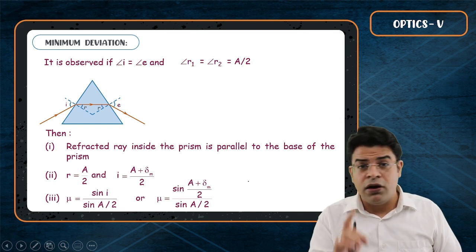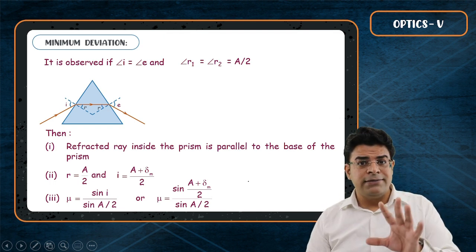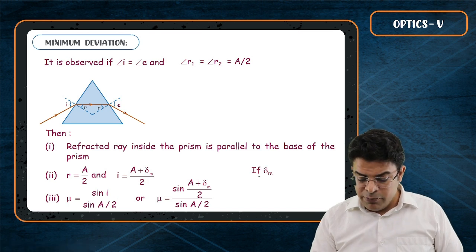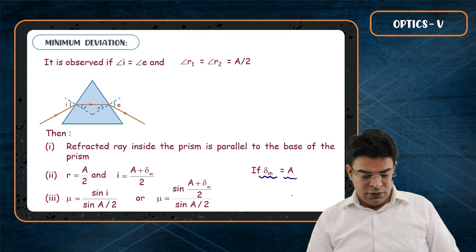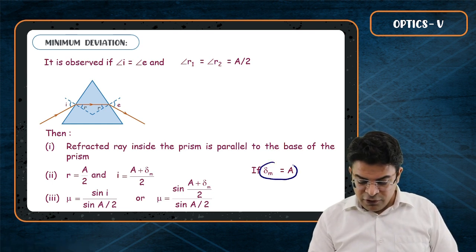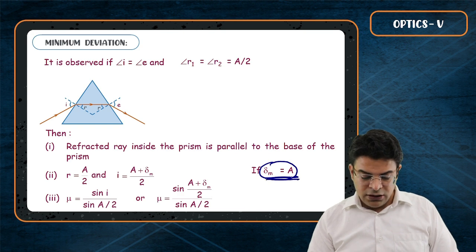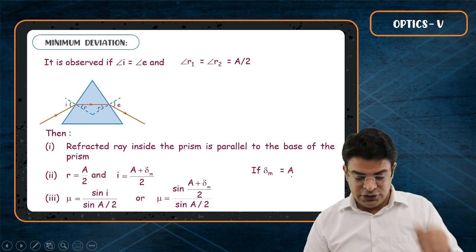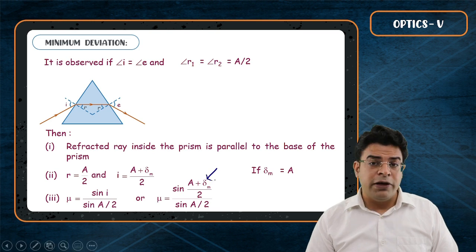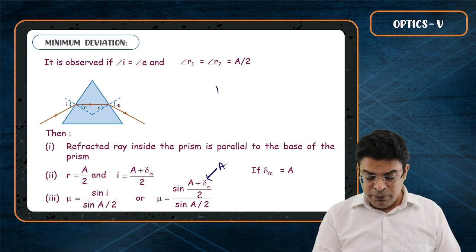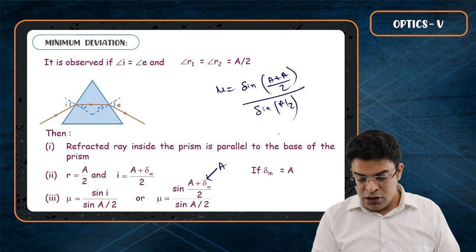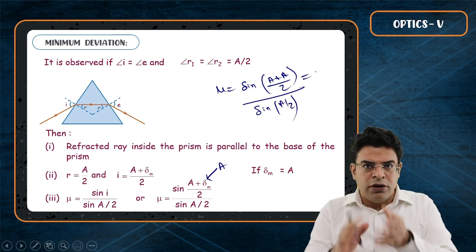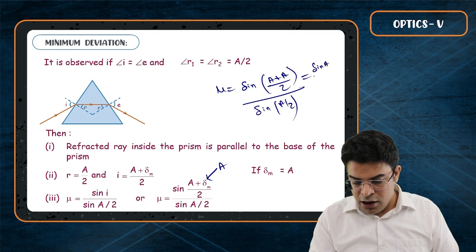Now we will talk about one special case. Sometimes in the question they will give you that the minimum deviation offered by this prism is equal to the apex angle. So sir, if the minimum deviation offered by the prism is equal to the apex angle, then what has to be the refractive index? So substituting in place of minimum deviation the angle A, you'll get mu equals sine of A plus A by 2 upon sine A by 2. Yes sir. So this becomes sine of A plus A, sine 2A by 2. That becomes sine A upon sine A by 2.